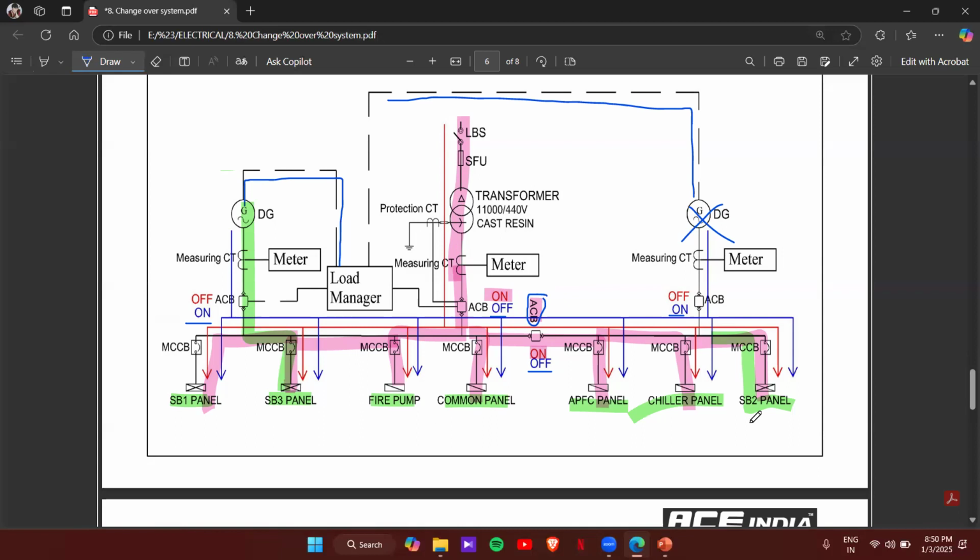We can see that the APFC panel is there, chiller panel is there, common panel and fire pump. For these panels, backup should mandatorily be provided. SB1, SB2, and SB3 can be excluded here. So in a situation like this, we can run DG1 and cut off the supply to SB3, SB1, and SB2 panels. Once we balance the load, we can turn on this ACB manually. Then the supply will be given.